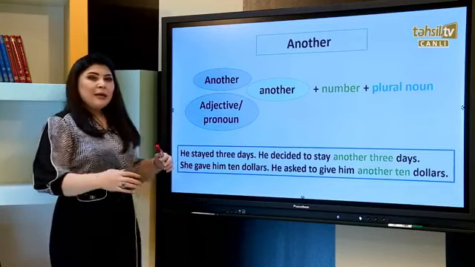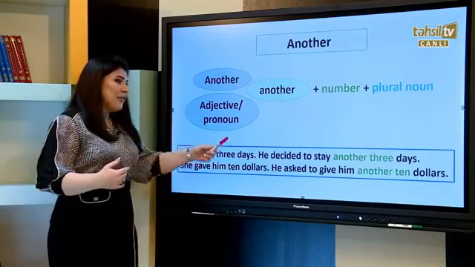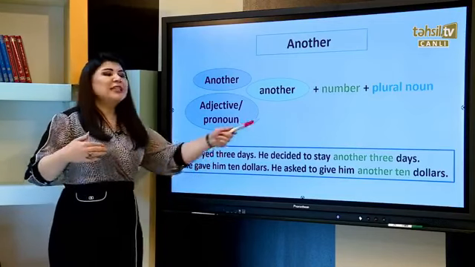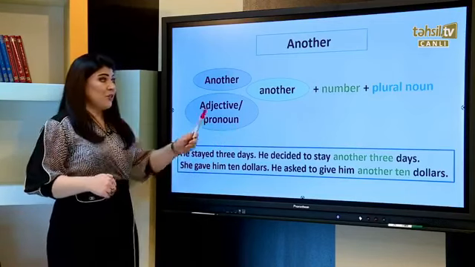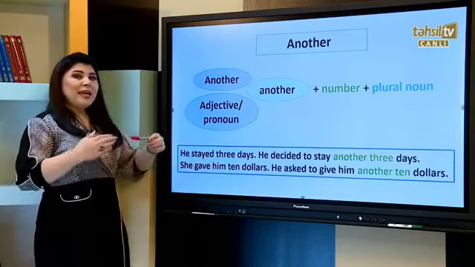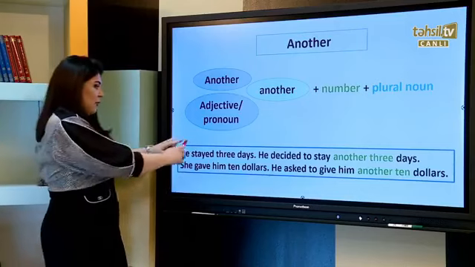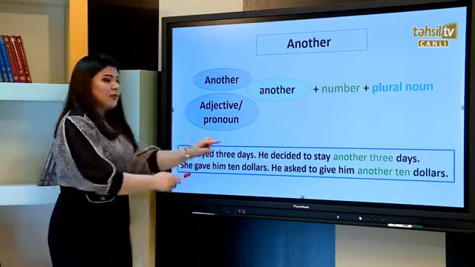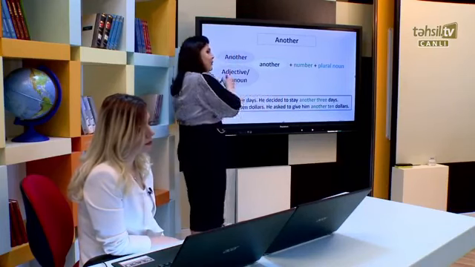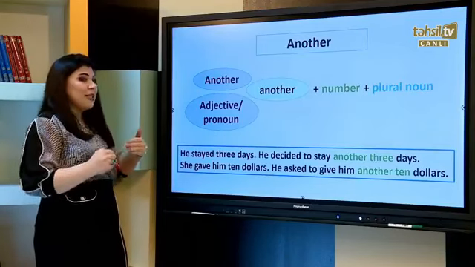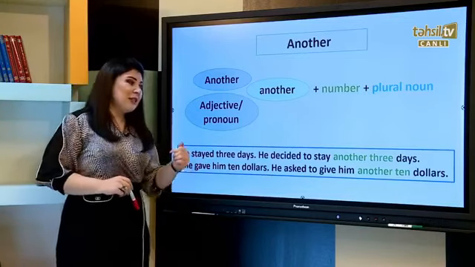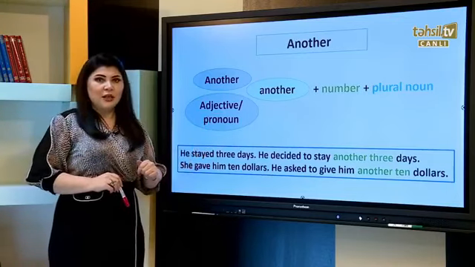For example, my friend stayed 3 days, and I asked her to stay another 3 days, okay? Pay attention. Another plus number and plus plural noun. Another 3 days. The first part of my sentence, she stayed 3 days. So the second sentence depends on the first sentence, okay? The second idea. She stayed 3 days and I asked her to stay another 3 days.